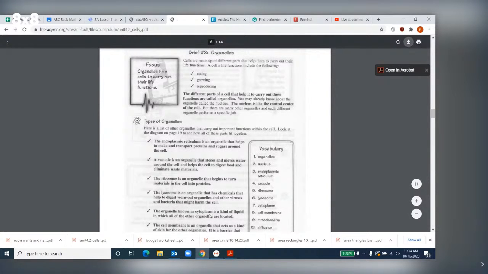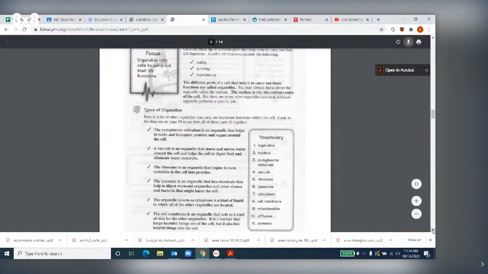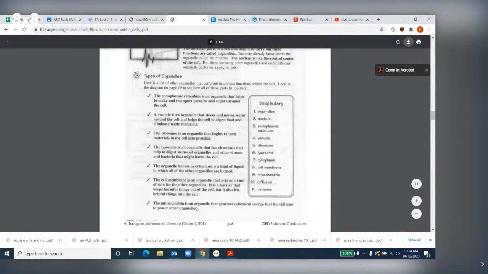The organelle known as the cytoplasm is a kind of liquid in which all the other organelles are located. The cell membrane is an organelle that acts as a kind of skin for other organelles. It's a barrier that keeps harmful things out of the cell, but also lets helpful things into the cell. And on us, that would kind of be our skin, kind of our membrane. And the mitochondria is the organelle that generates chemical energy that the cell uses to power the organelles.